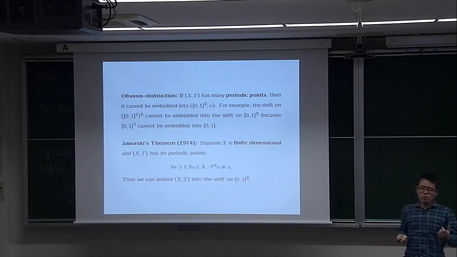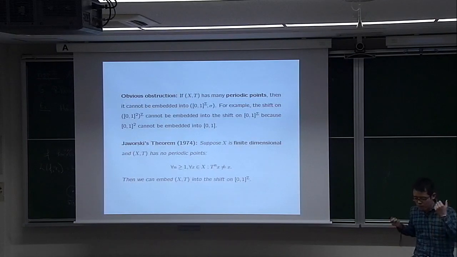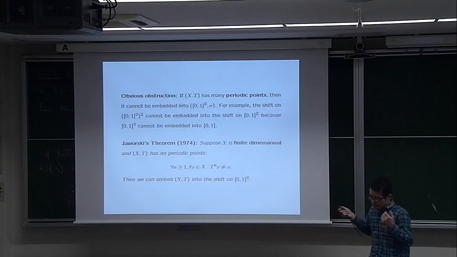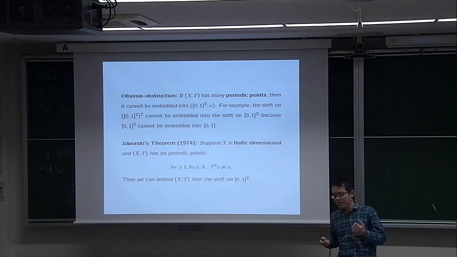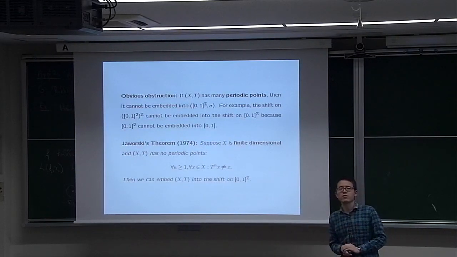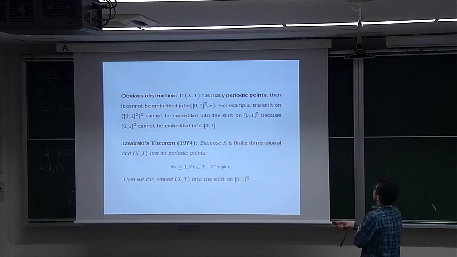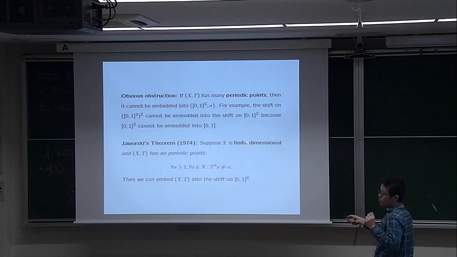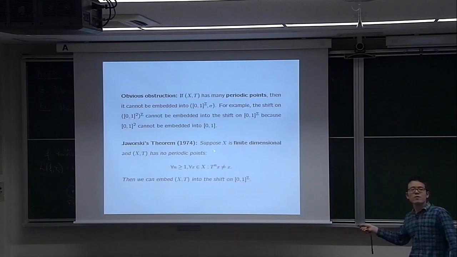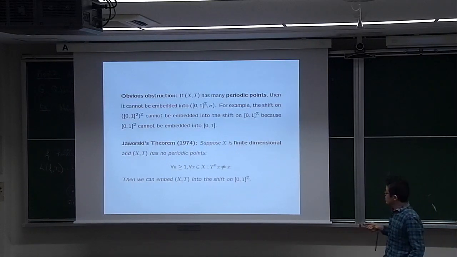So this example shows that the fixed point set and also the periodic point set become an obvious obstruction for the embedding. And somewhat surprisingly, Jaworski found that this is the only obstruction for finite dimensional systems. This is a surprising theorem, proved more than 40 years ago. Suppose X is finite dimensional. This means that the topological dimension of X is finite. And (X, T) has no periodic points. Then we can actually embed it into the shift on the Hilbert cube. This is Jaworski's theorem.